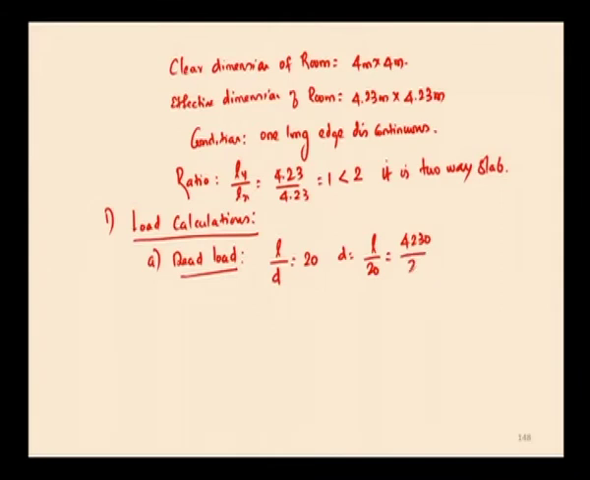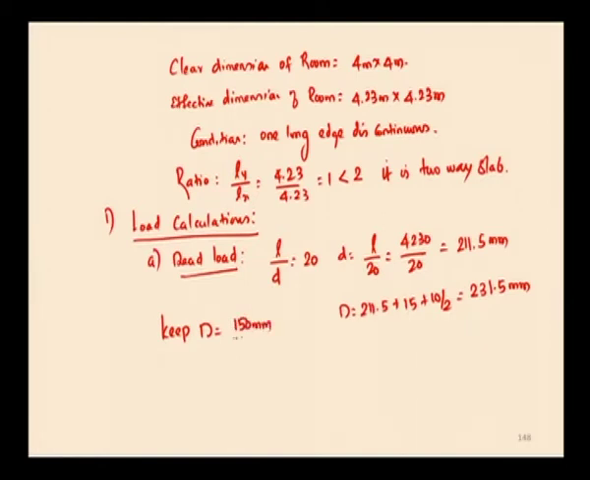that is 4230 divided by 20, which is equal to 211.5 millimeter, and overall depth of the slab is 211.5 plus 15 plus 10 by 2, that is 231.5 millimeter. But I am going to keep the overall depth of the slab as 150 mm.